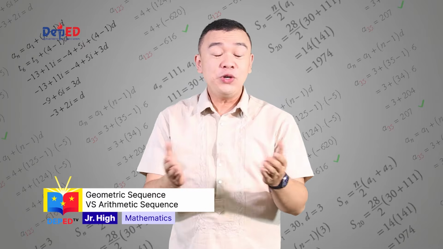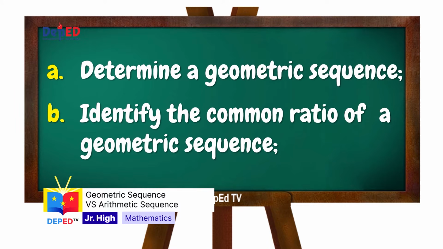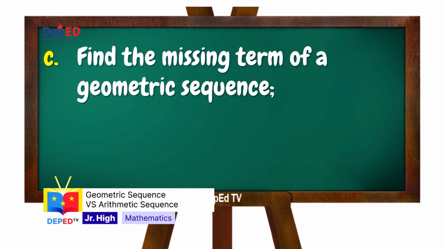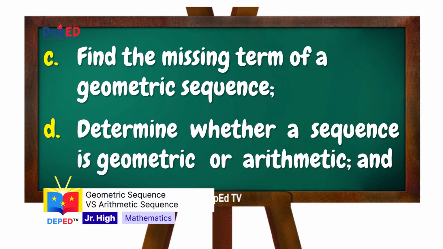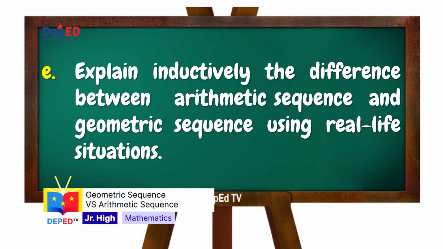For this lesson, you are expected to determine a geometric sequence, identify the common ratio of a geometric sequence, find the missing term of a geometric sequence, determine whether a sequence is geometric or arithmetic, and explain inductively the difference between arithmetic sequence and geometric sequence using real-life situations.